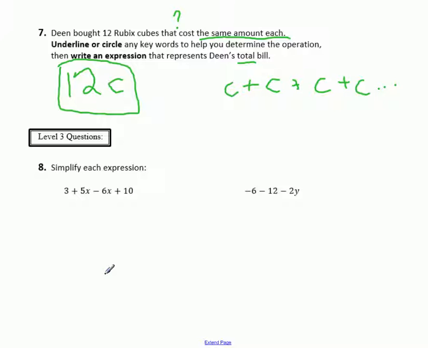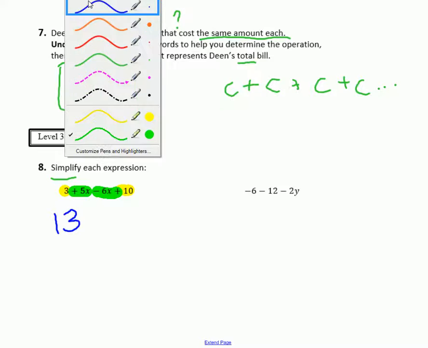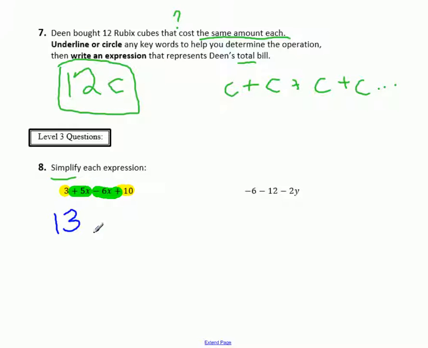All right, next one. Simplify each expression. So again, we're simplifying, which really just means we're going to combine any like terms that we see. Get out my highlighter. 3 is like with the other constant, which is positive 10. So when I add them, same signs add, I'm going to get 13. And then I continue looking through the problem, anything I didn't use yet, and I see 2 more like terms, positive 5x and negative 6x. When I combine those different signs, subtract, I will get negative 1x.